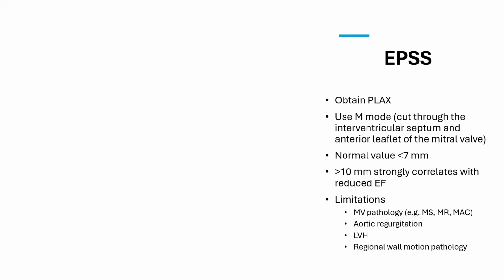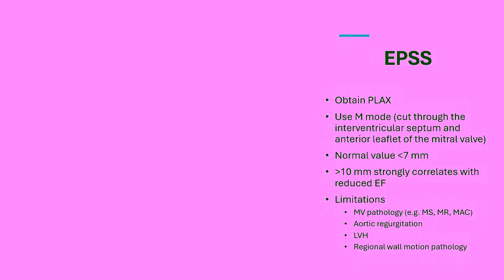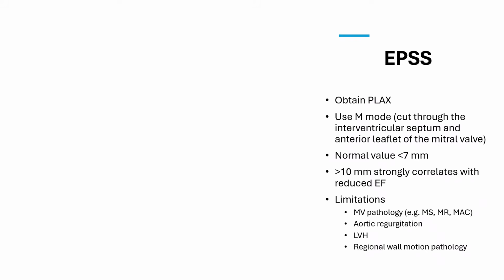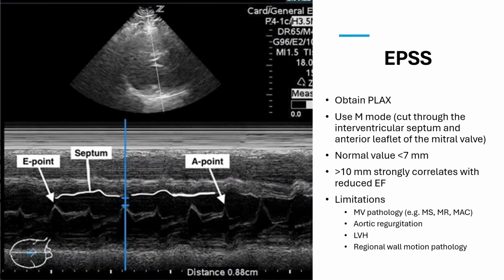So let's talk about EPSS, or E-point septal separation. In order to assess for this, first you want to obtain a parasternal long axis view. Then you use M mode and cut through the interventricular septum and anterior leaflet of the mitral valve. Here is a frozen image showing you EPSS.